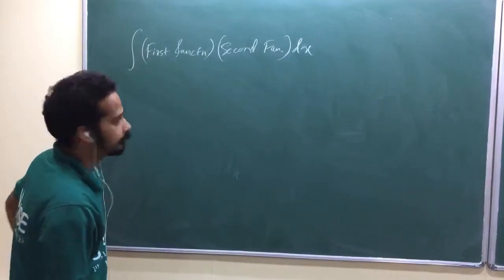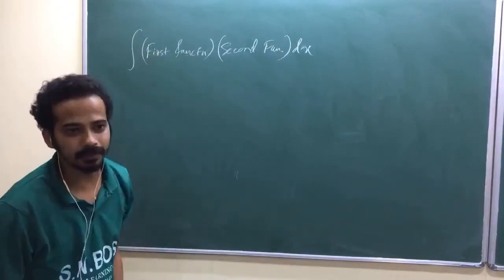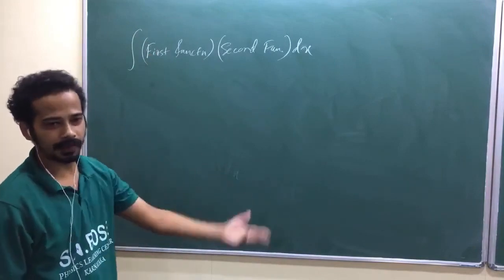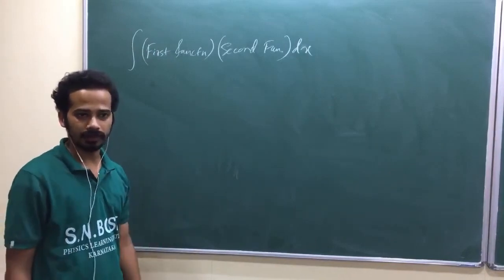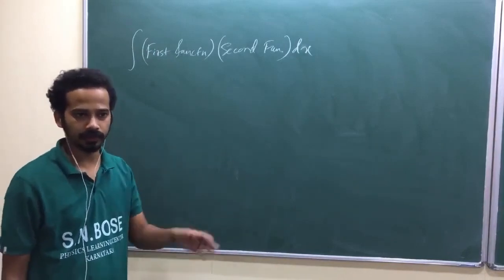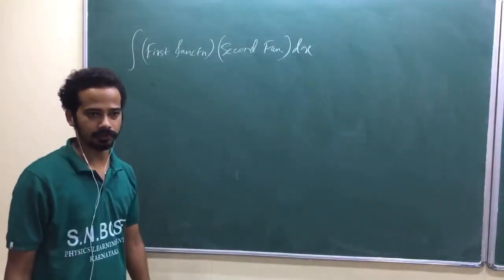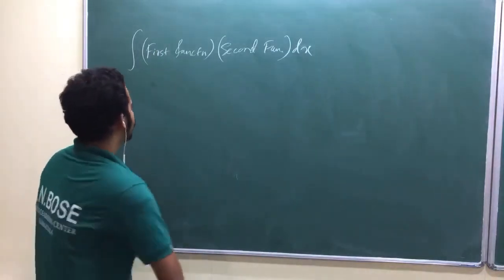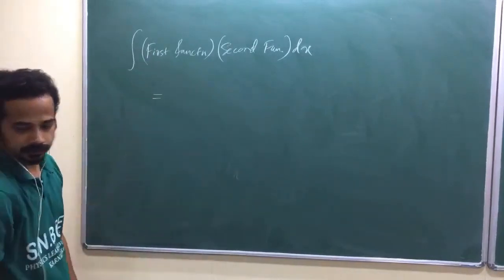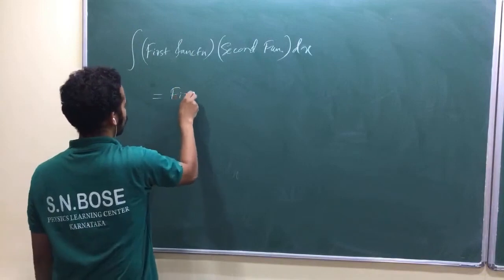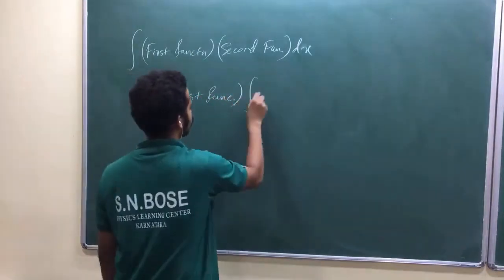So the first function should be chosen in such a way that if you take the derivative, it should be reduced. Suppose you have x square, if you take the derivative, it becomes 2x. If you take one more derivative, it becomes 2, like that. It will be reduced. That's how the first function should be chosen. So if you have this kind of thing, the first and second function should be chosen carefully. So first function into integration of second function dx.